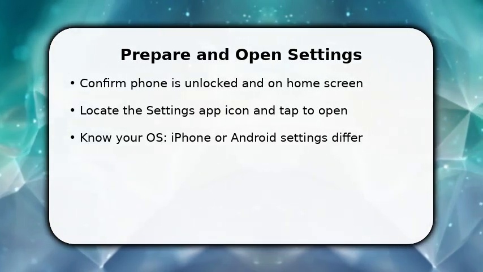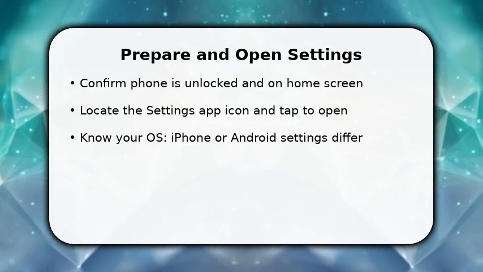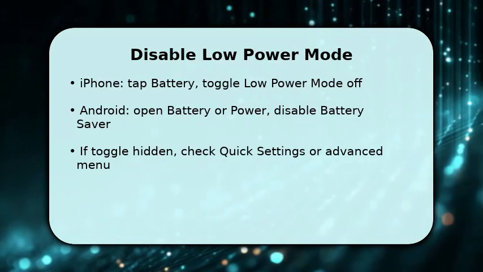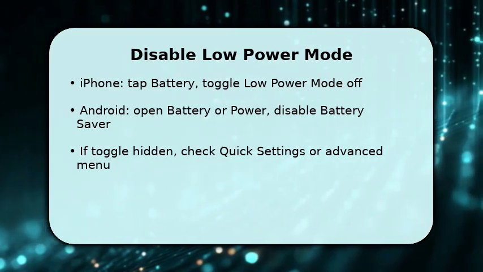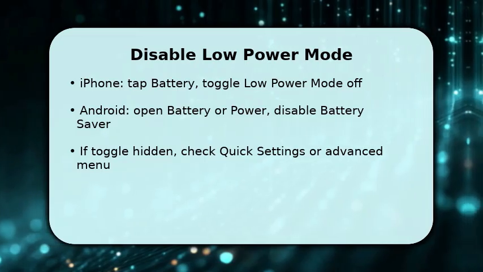You now locate the Low Power Mode or Battery Saver toggle and switch it off. On iPhone, tap Battery then flip Low Power Mode to off. You'll see battery percentage coloring return to normal.